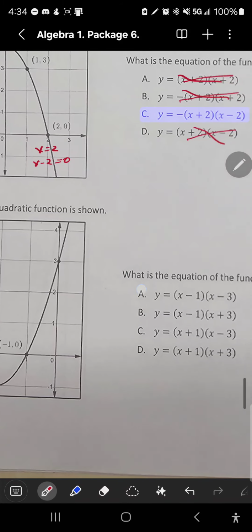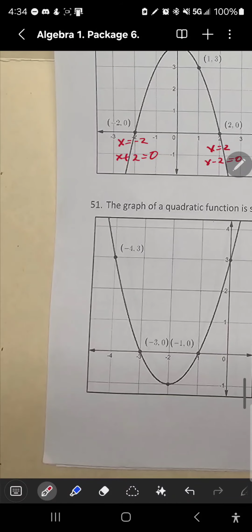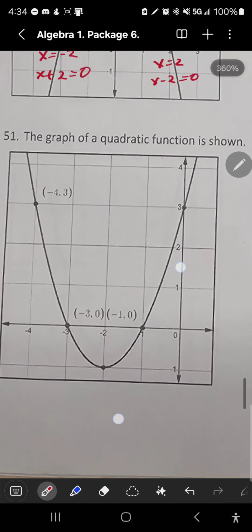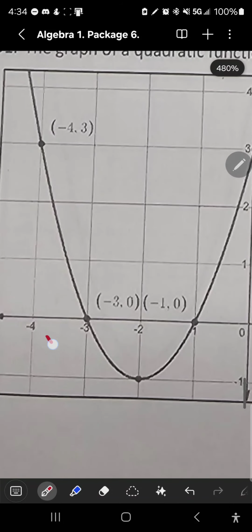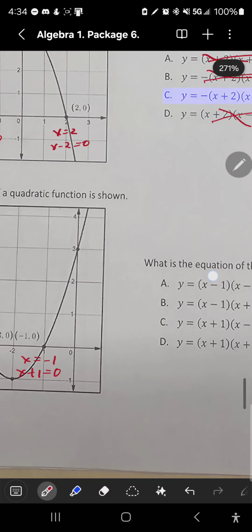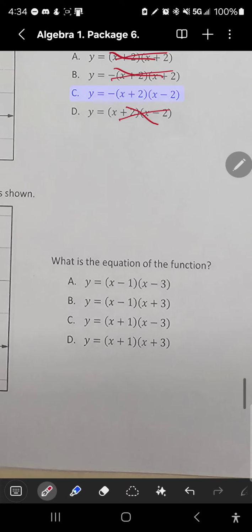This case is going up, so it has to be positive. All the choices are positive. We have x equal negative 3 and x equal negative 1. So I add 3 here and I have that x plus 3 is going to be equal to 0. I add 1 here, x plus 1 is going to be equal to 0. So this is (x plus 3)(x plus 1), which is choice D. Easy.